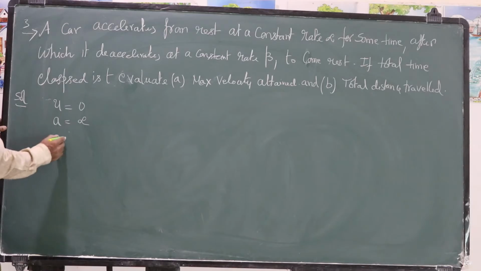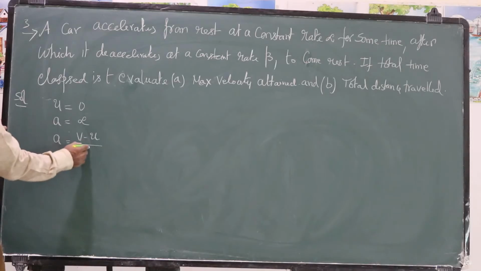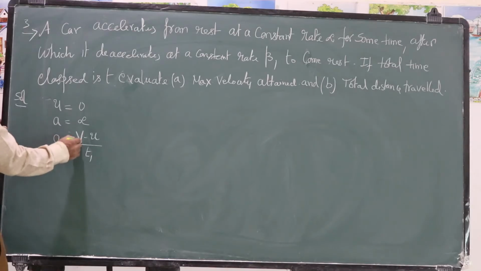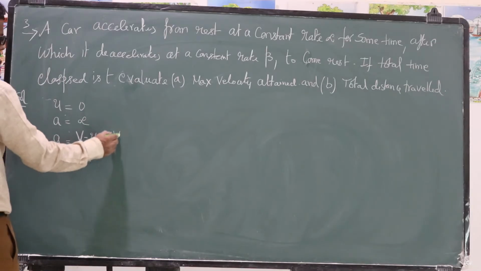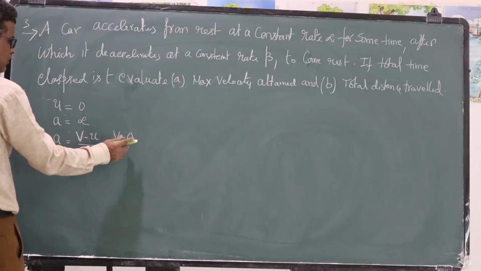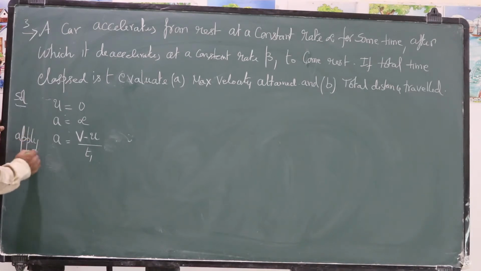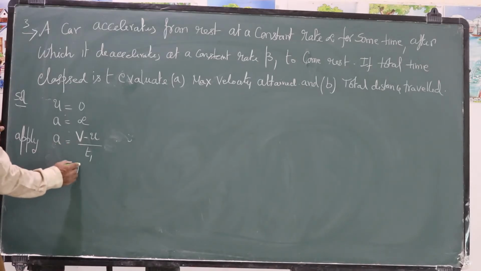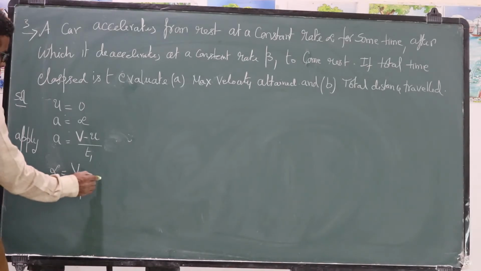So we have acceleration a equal to change in velocity, V minus u, by T1. V is the maximum speed attained, u is the initial speed 0. Applying the acceleration formula, with a equal to alpha: alpha equals V minus 0 by T1. Call it equation 1.